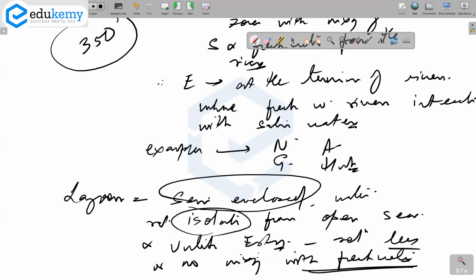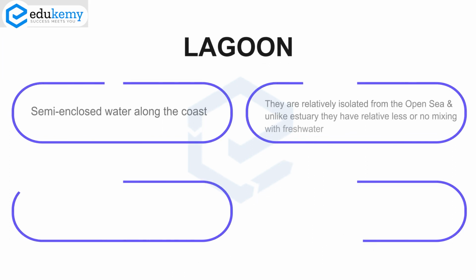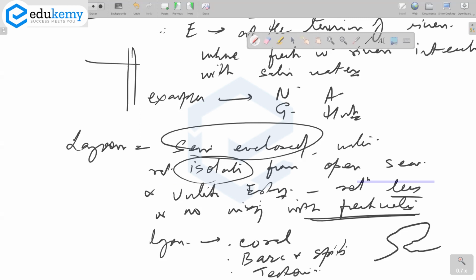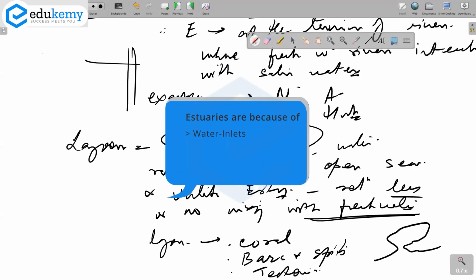Chilka Lake Lagoon, and talk about atoll lagoons and barrier lagoons. There are many formations of lagoons. Lagoons can be because of corals, because of bars and spits, and lagoons can also be tectonic. I mean, the land is such that some water gets trapped there. Estuaries can also be because of water inlets, and because of bars that trap some water.